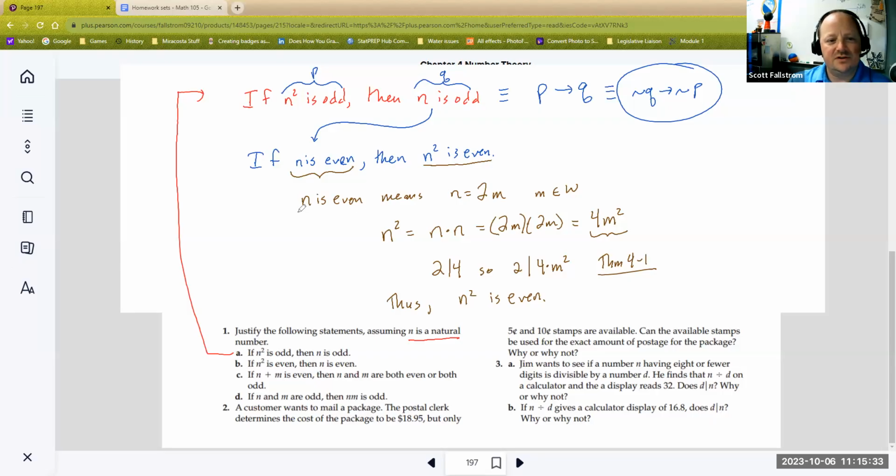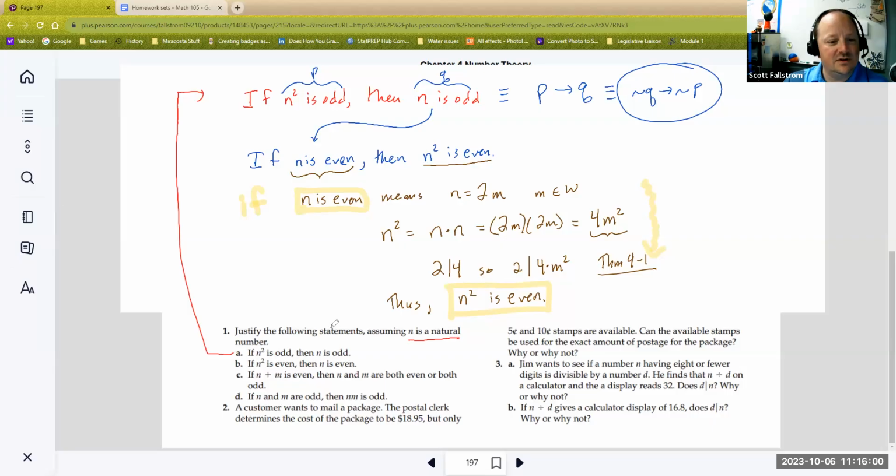So what did we do? We started here with n is even. So this whole problem is, if n is even, and then we worked our way down to where we showed n squared is even. So you now have, if n is even, I guarantee that n squared is even. And that's a really big claim to be able to make. You now just proved the statement has to be true.